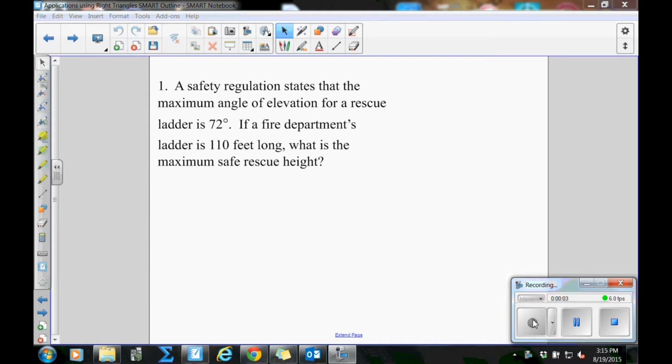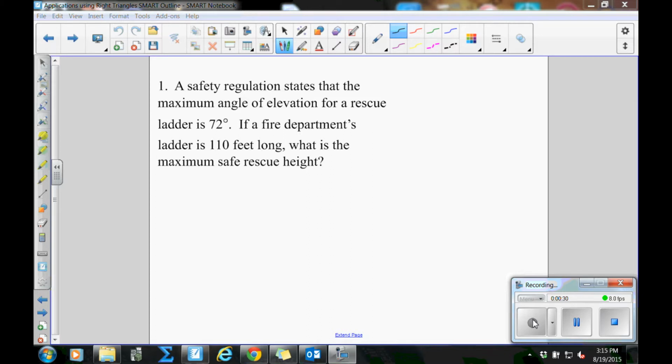Next challenge is to draw a triangle and label it correctly with the information that's given. So we're talking about a fire ladder, and the maximum angle of elevation is 72 degrees. That would be 72 degrees with the ground that the ladder makes. The ladder is 110 feet long. What is the maximum safe rescue height?